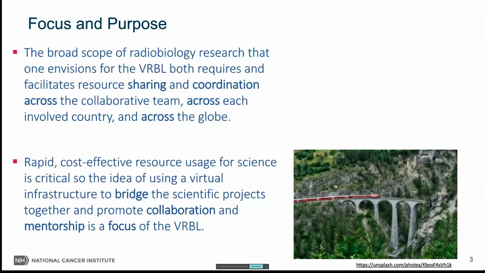And the picture on the right sort of illustrates the concept in that you've got a bridge. The idea is to take everyone together across the concepts that are the science and the work. It's not about the individual, it's about the team. That has to be the focus of this work.